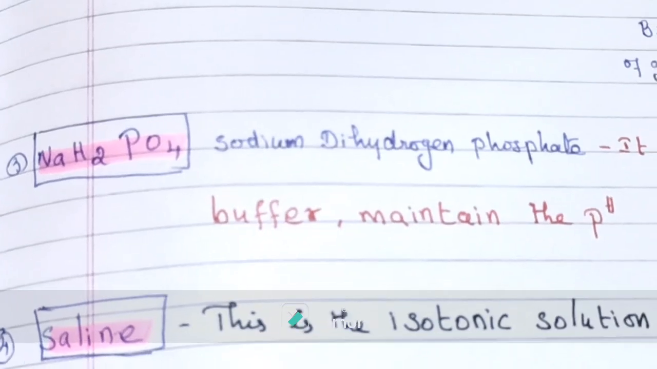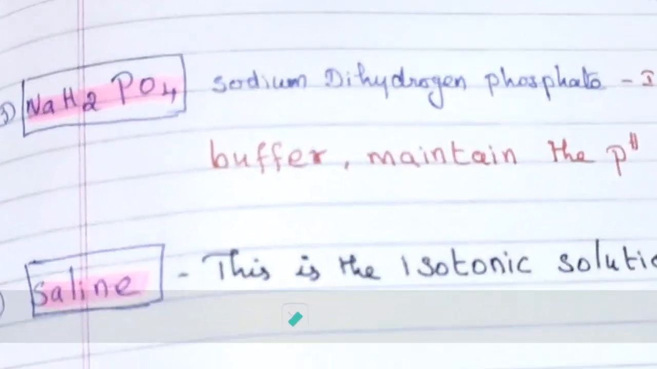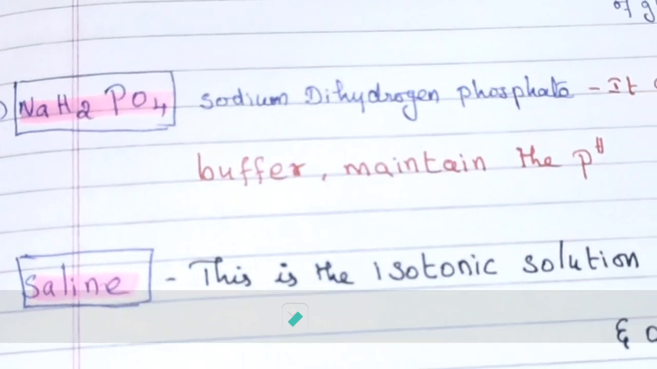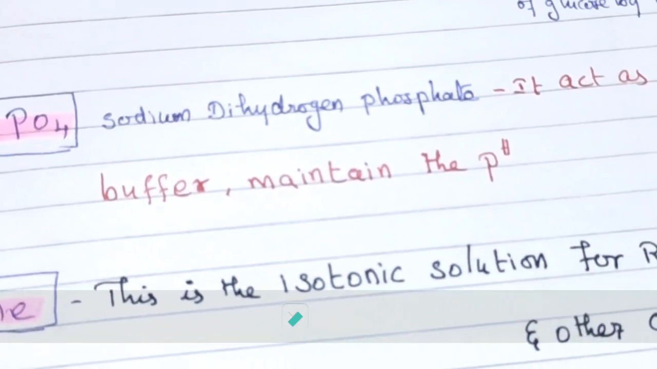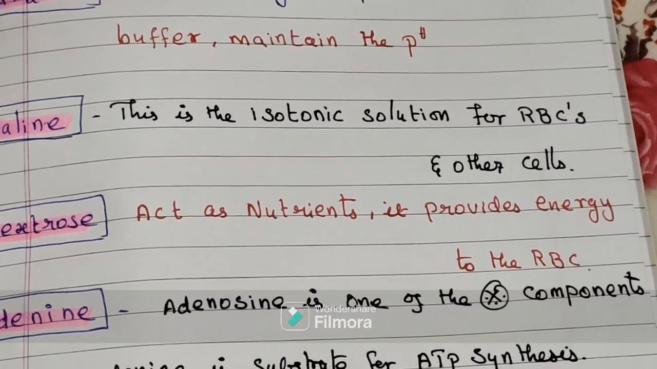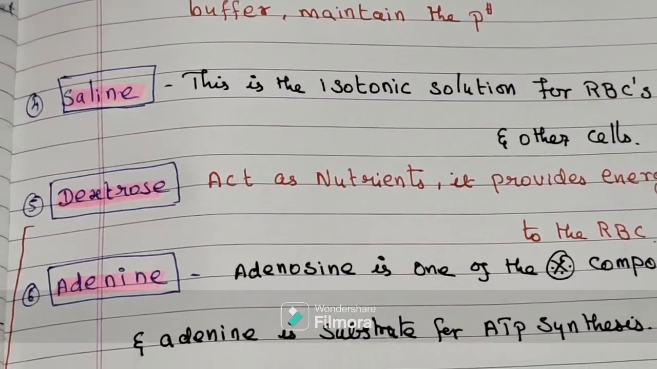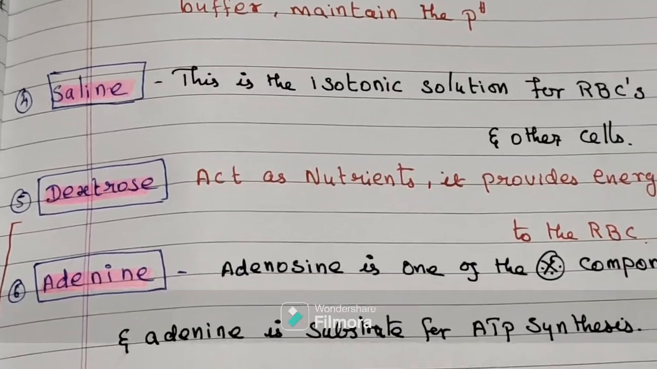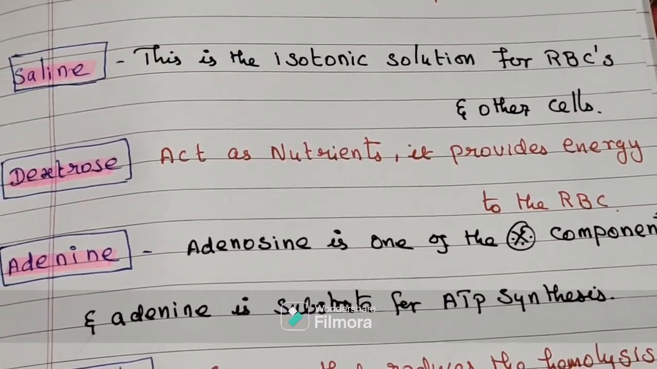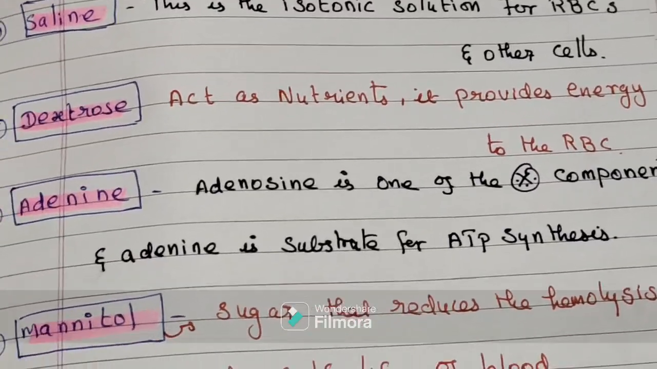Then we use sodium dihydrogen phosphate. It acts as a buffer, maintaining the pH. Then saline. Saline is the isotonic solution for RBC and other cells. Then dextrose acts as a nutrient, providing energy to the RBC.